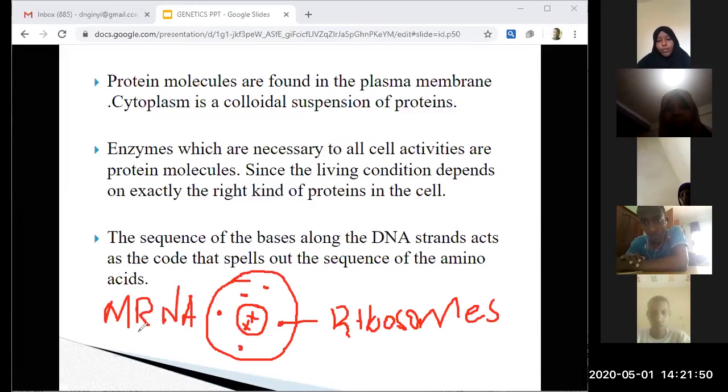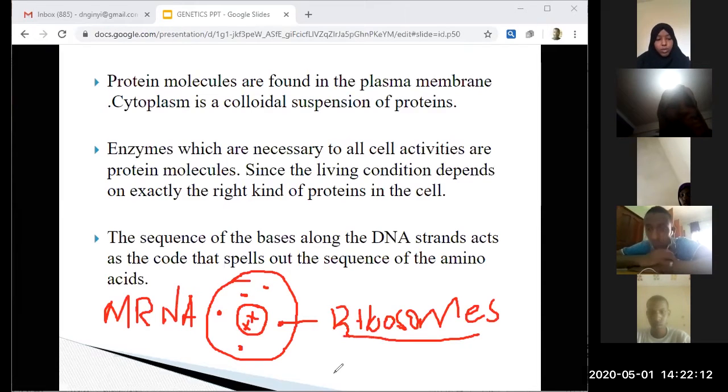Now, the messenger RNA is another nucleic acid, which is involved in carrying the genetic information from the nucleus to the cytoplasm and specifically to the ribosomes. Okay? So the messenger RNA is what I want us to talk about. Now, this messenger RNA, I need to clear this so that we can discuss more.